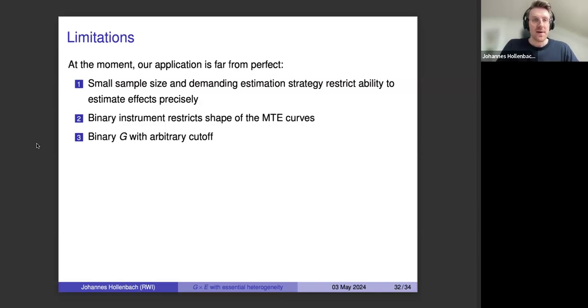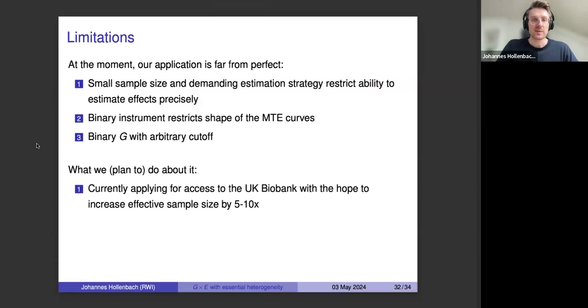A little bit about what we're planning to do about it. We're currently applying for the UKB, which probably most of you are familiar with, in the hopes of increasing our effective sample size, so the local sample size we're actually using to estimate the effects, by a factor of, I would say, 5 to 10x. And actually yesterday we got the approval from the UKB. So we're hopeful that we can start working with the data soon and move away from ELSA because we just have sample size problems.